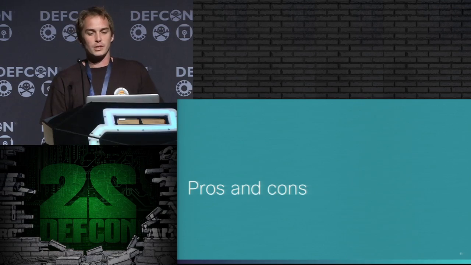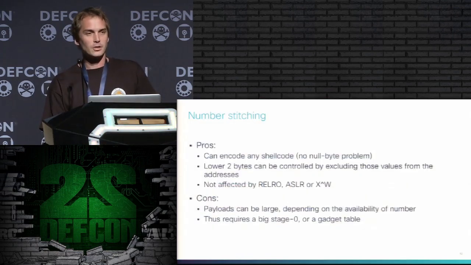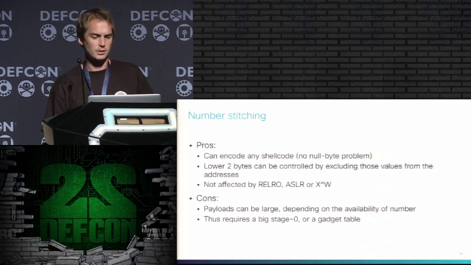So there's a bunch of pros and cons to this technique. I was wondering if it's got a real use case scenario. It's just something I wandered around with and found nice, but I don't know if it's actually useful in real life. It's got a bunch of pros though. It can encode any shellcode. You don't have a null byte problem because all you're dealing with is addresses, right? You never actually look for values, and you never pop values into registers, just addresses.